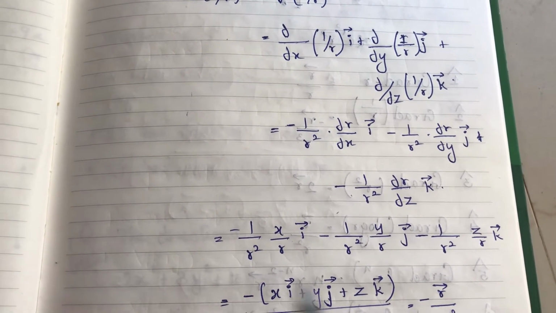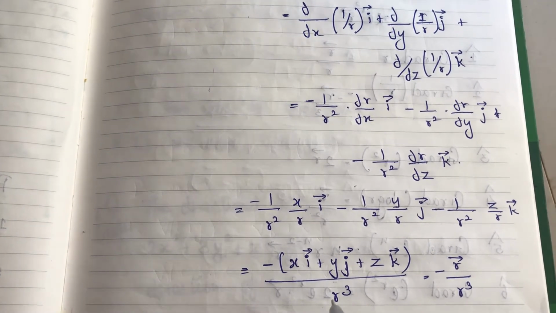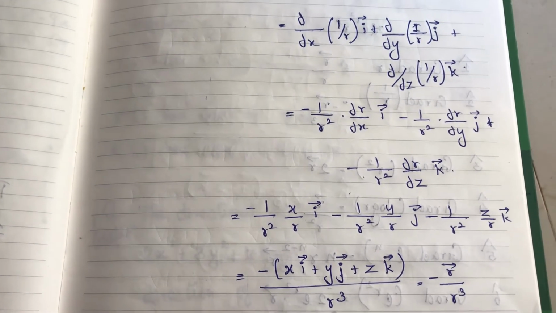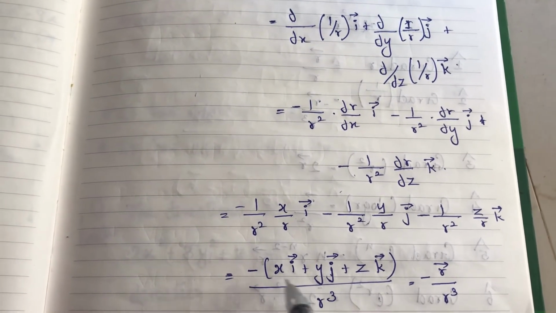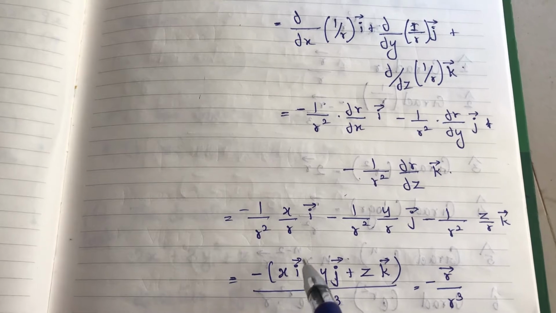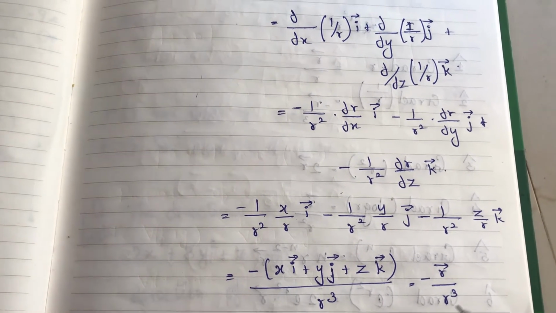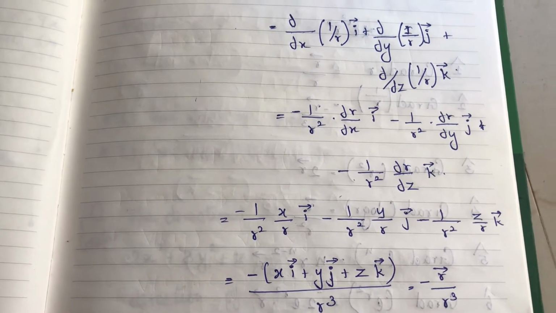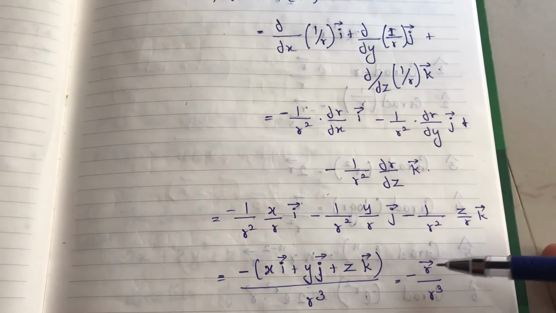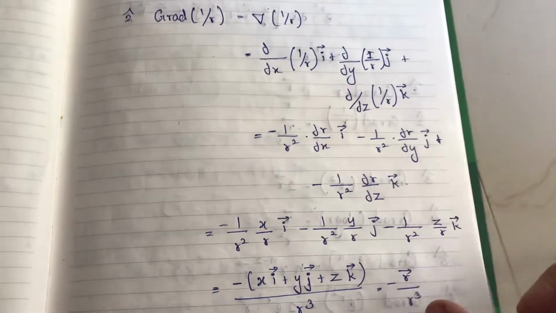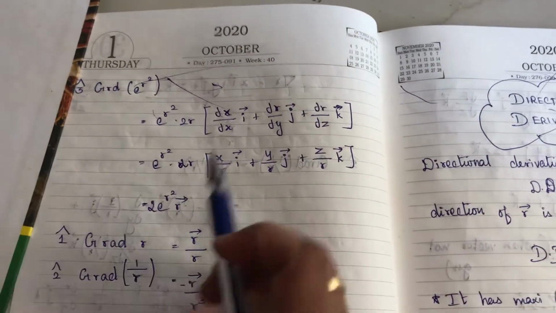So I can easily take out the r cube and write it as a single term. So minus of r vector, this is nothing but xi vector plus yj vector plus zk vector. So minus of r vector by r cube. You can see here gradient of 1 by r is nothing but minus of r vector by r cube. Then we will move on to the next one.